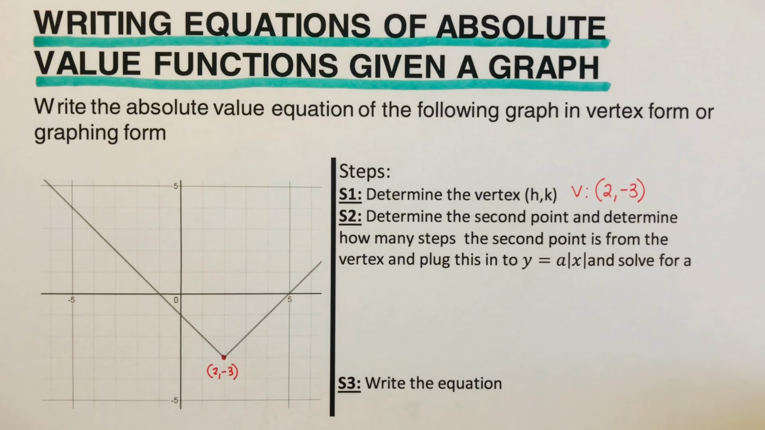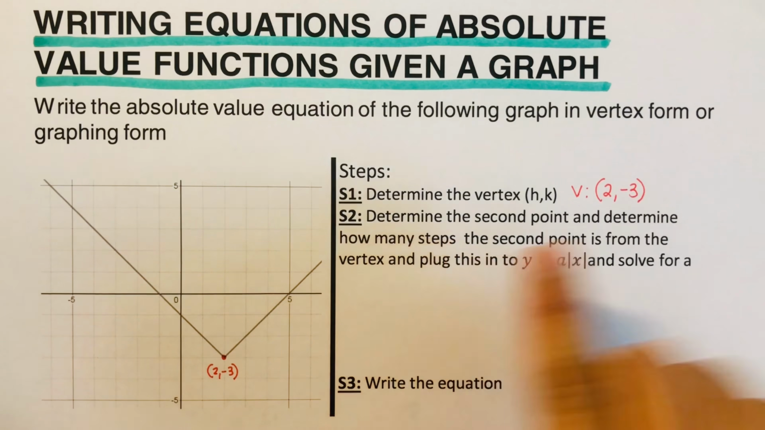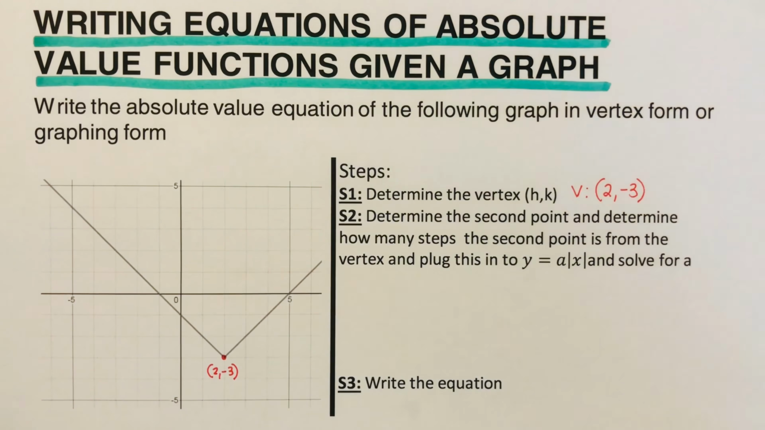Our next task is to determine the second point. We need 2 points in order to determine the equation of the graph. So that it's fast, you can do it on the left if you want, but let's do it on the right so it's positive. From the vertex, we are going to trace this line in order to get to the next point. How do we know that we are on the second point? We are going to trace it up.